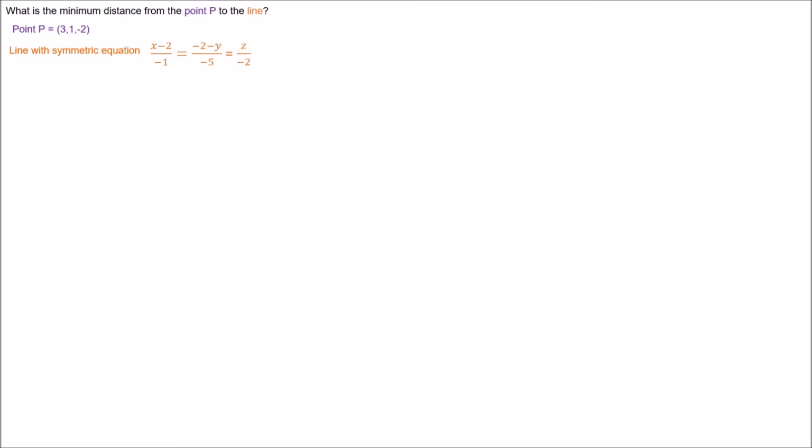The problem is, what's the minimum distance from point P to the line, where point P has the coordinates shown and the line has the shown symmetric equation? What I'd like you to do is pause the video and solve the problem completely to get an answer. As a reference, it took me about 4 minutes to solve this problem. So pause the video.